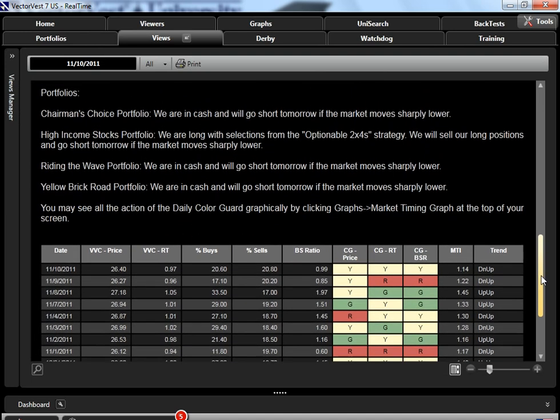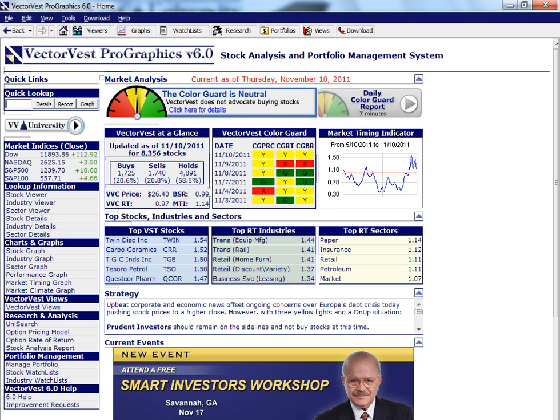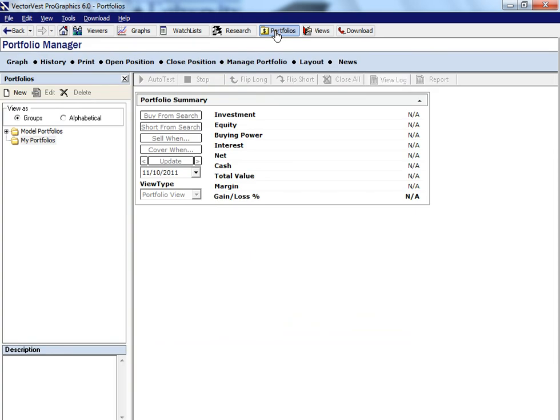We also have our model portfolios, where based on your investing objectives, you might want to parallel the trading going on in some of these portfolios. To see the results of these portfolios, we have to go to VectorVest 6. So very quickly, let's jump over to VectorVest 6 and let me show you how these performed in this same time frame. Here in VectorVest 6, I'm going to go up to the Main Navigational Toolbar, and I'll click on Portfolios.